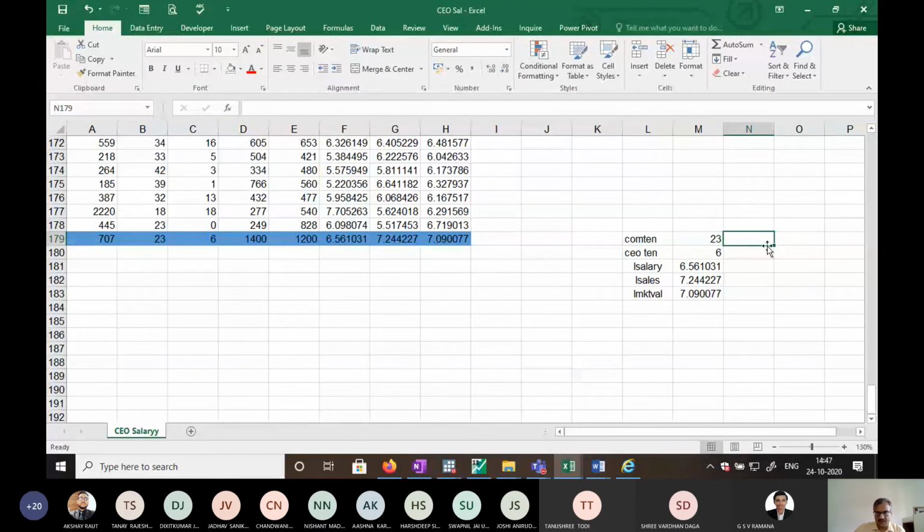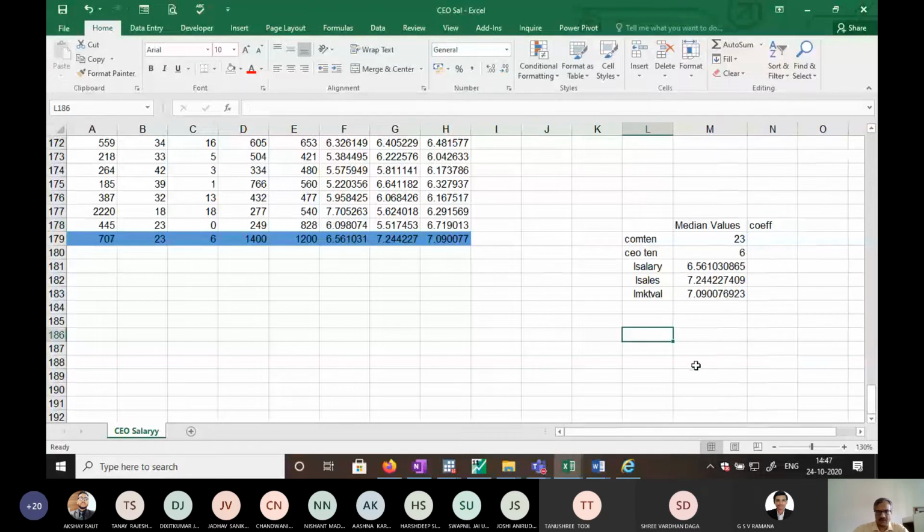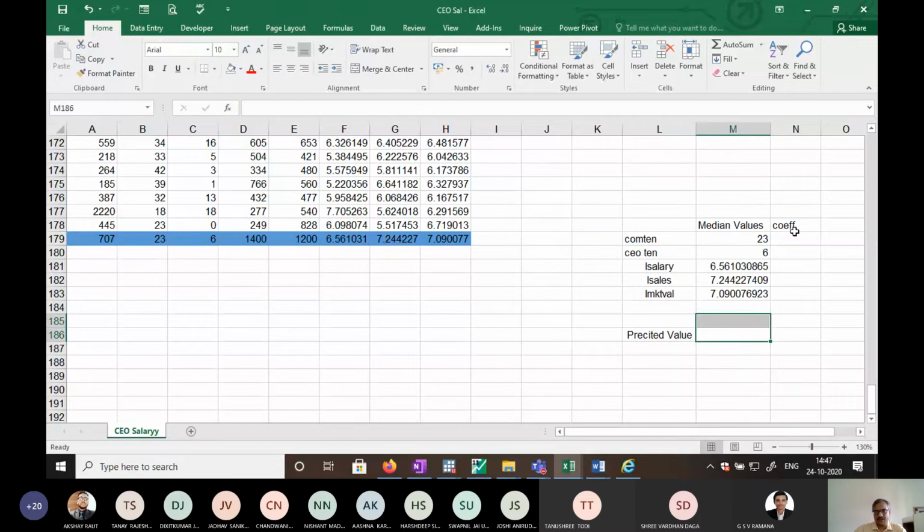The coefficients we can note down here. Coefficients, these are the median values. Now I'll be running the regression. I'll be able to calculate the predicted value. So to calculate the predicted value, the coefficients are, we have a constant also. The constant value is 4.57.